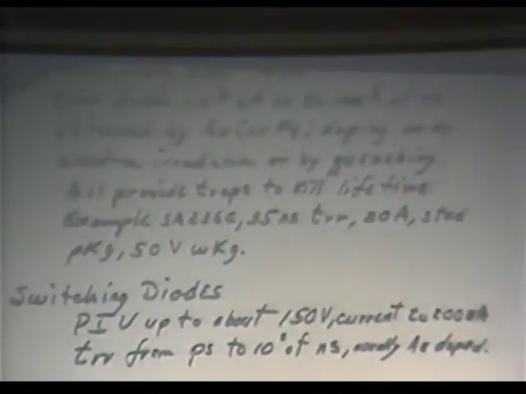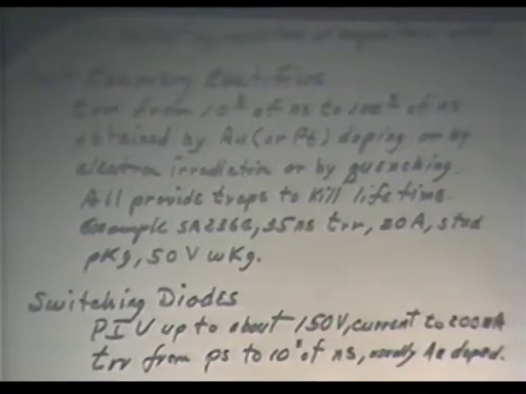Right at the top of the screen, look, quenching. What's quenching? Literally that. I think in the ingot, make it hot and quench it. And I am told that freezes in defects, structural, that act as traps to kill a lifetime.